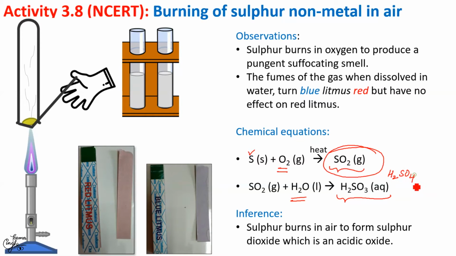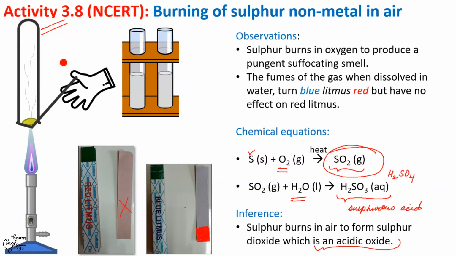H2SO4 is sulfuric acid, and this is known as sulfurous acid. And what do acids do? Acids turn blue litmus red, whereas they have no effect on red litmus. Thus, we can use this activity to differentiate metals and nonmetals on the basis of their reaction with oxygen.